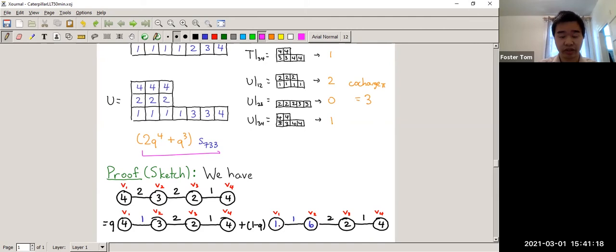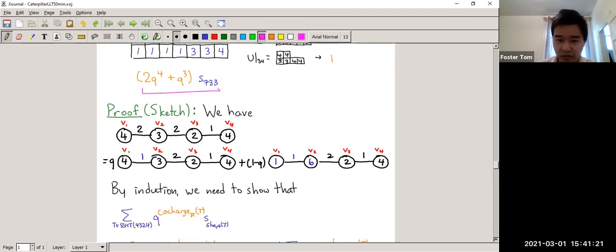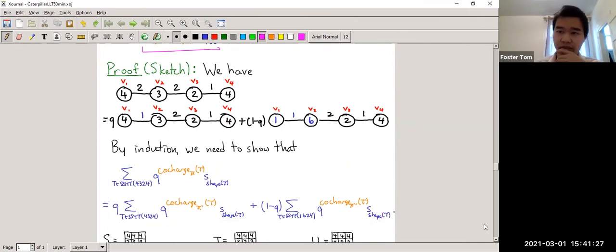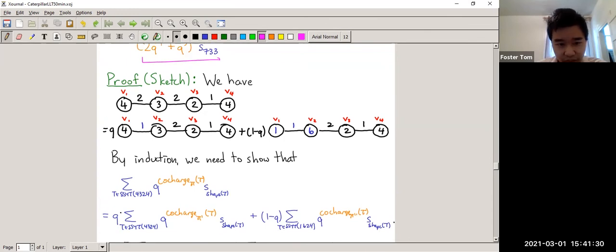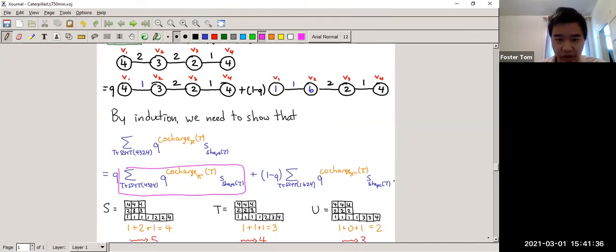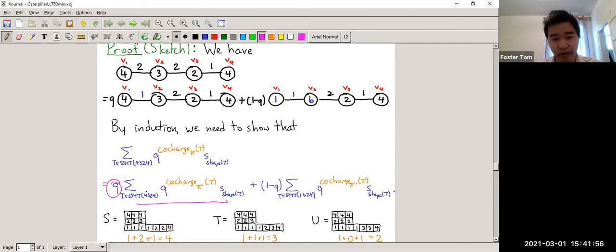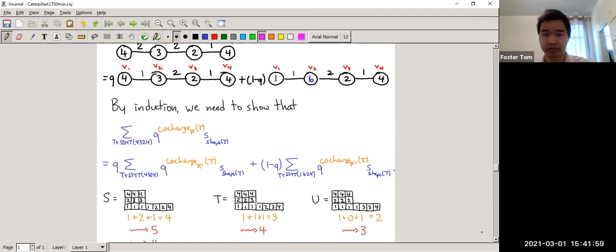If I use induction on the total weight of the edges, I just need to show this equality. And this is a very combinatorial thing. So I'm going to look at this first term. So this first sum, if I look at the coefficient of S733, it corresponds to these 3 tableaux. The power of Q in front basically tells me that I should increase the cocharge by 1 for each of these tableaux. So just in this sum, I've written the cocharge for each of the tableaux, and the power of Q tells me I should increase these numbers by 1.